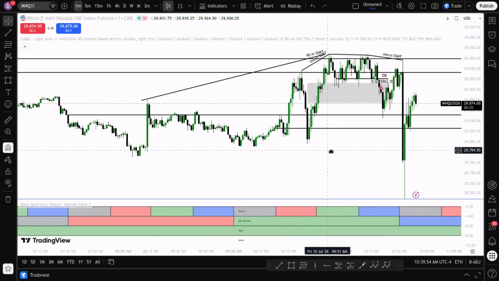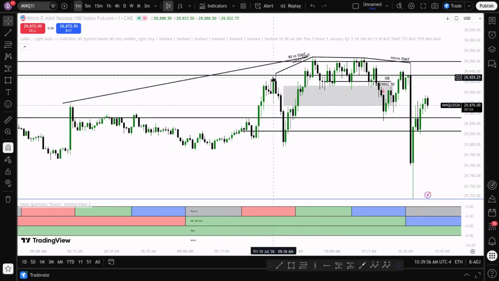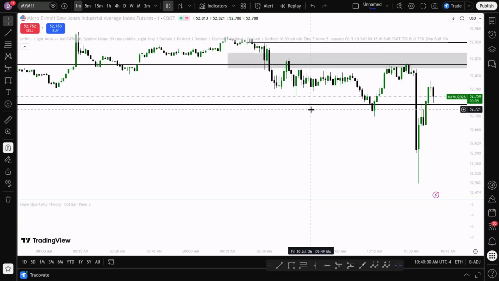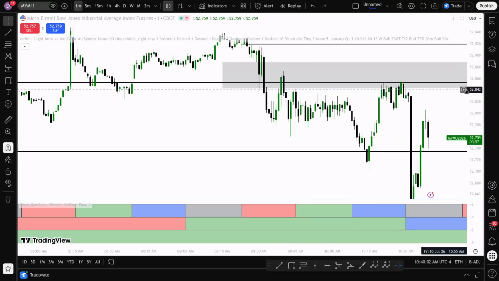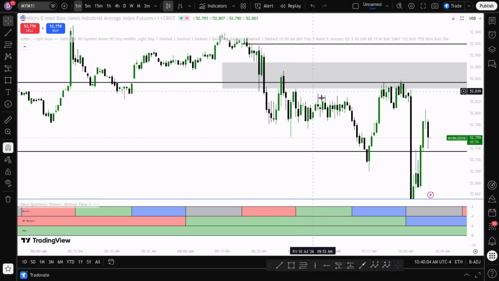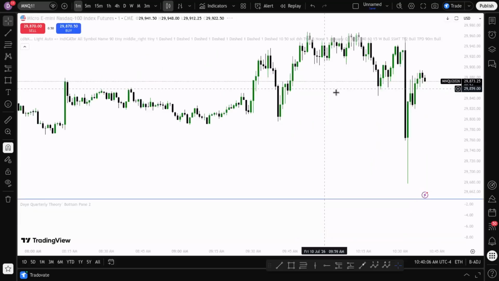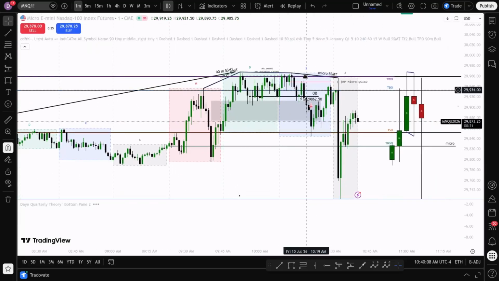Going into the 1-minute chart, we're looking now into the micro cycle sequential SMT. You can see between the second and the third quarter, it did take the high. And on YM, it did not take the high. So that was a sign.